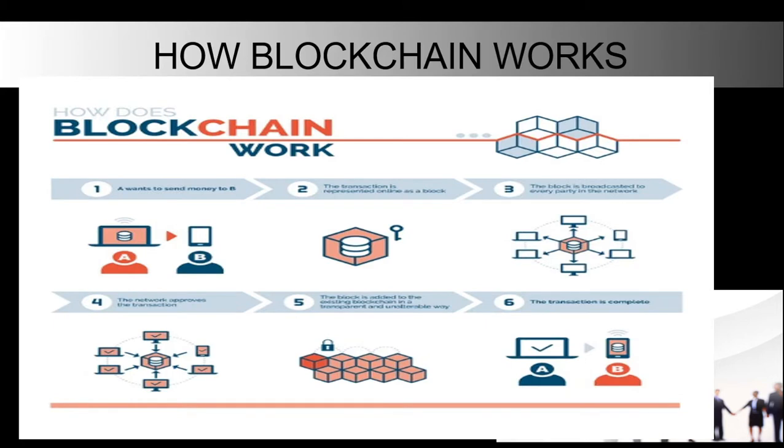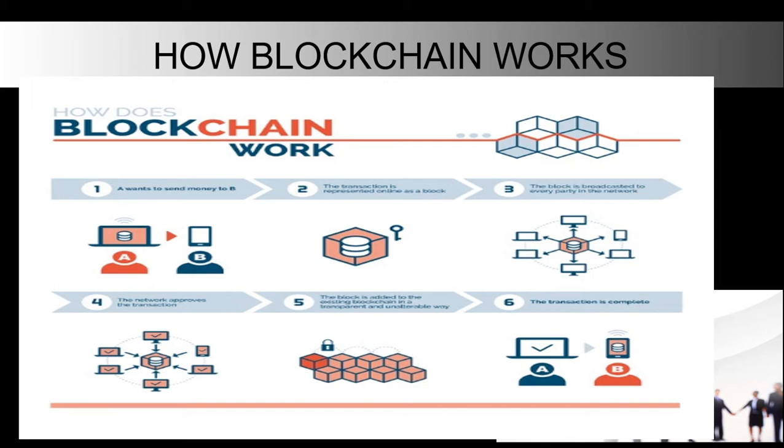Now look at this diagram, for example. This is simply how it works. Mr. A has cryptocurrency and wants to send it to Mr. B. Now Mr. B has what we call a wallet, which is where you can store your cryptocurrency. This transaction is represented as a block on the network. This block is broadcasted to every party in the network, and what they're doing is verifying; they're called nodes. They are verifying that this transaction is legit, that where the crypto is coming from, there's actually crypto there, and where it's going to is compatible with it.